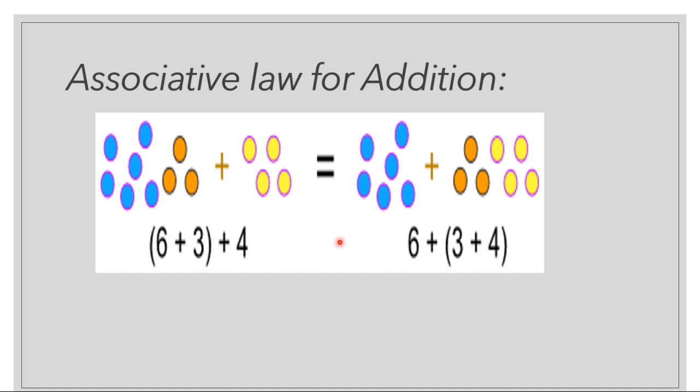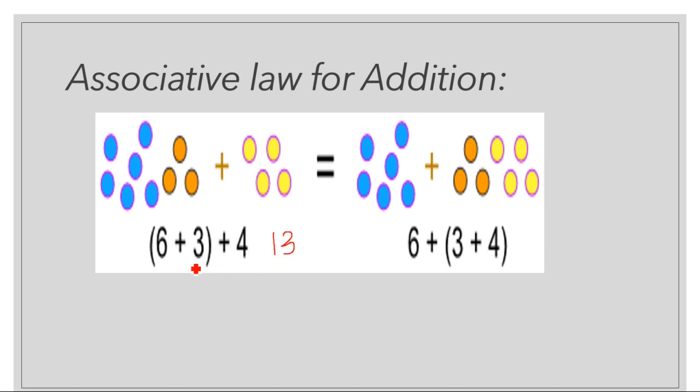And then according to BODMAS, which you have learned in our previous unit, we have learned that first we have to solve the bracket. So first we have to solve the group of the numbers, and then we add the other number or second number. Similarly on this side, first we add the group of numbers 4 and 3, then we add 6. So we got the same answer. 6 plus 3 is 9, and when we add 9 into 4 we got 13.